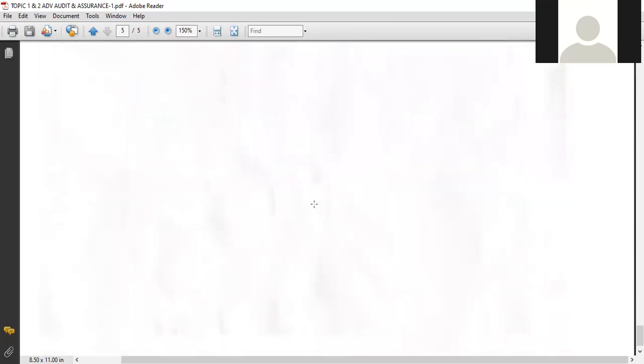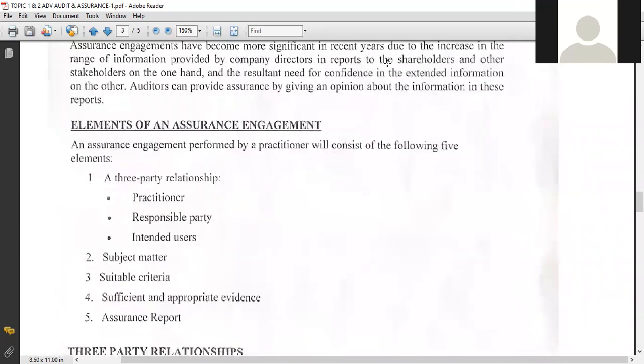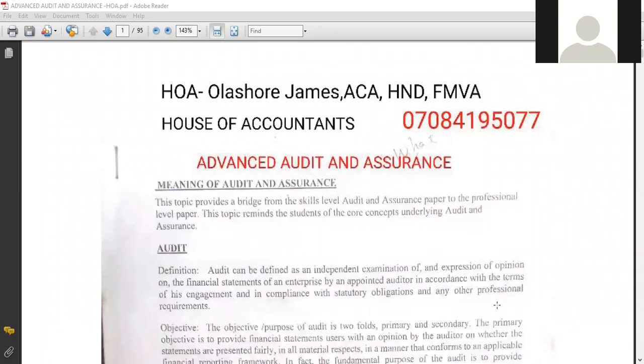So this is just an introduction to advanced audit and assurance. There's nothing much in that. All we want you to know is to study audits. Just try to understand the topic. Then after that, the next thing you need to do, like this topic now, is to look for past questions and see how they frame the question, how they set questions under audit and assurance.